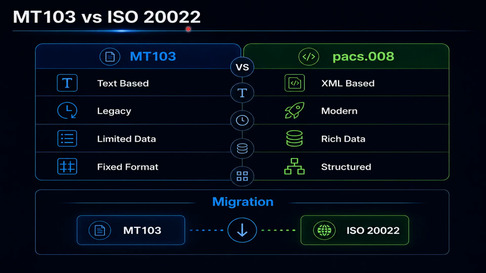MT103 versus ISO 20022. Let's compare MT103 with ISO 20022. MT103 is text-based. ISO 20022 uses XML. MT103 is considered the legacy messaging standard. ISO 20022 is the modern global standard. MT103 supports limited payment information. ISO 20022 supports much richer and more structured data. Banks around the world are gradually migrating from MT103 to ISO 20022 to improve automation, compliance, and payment transparency.